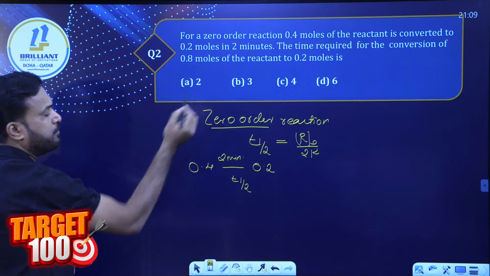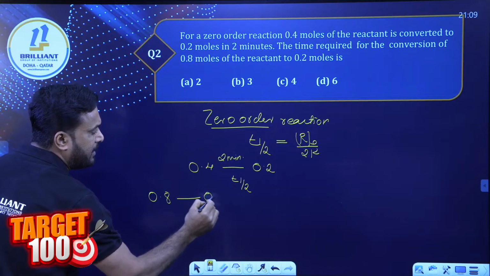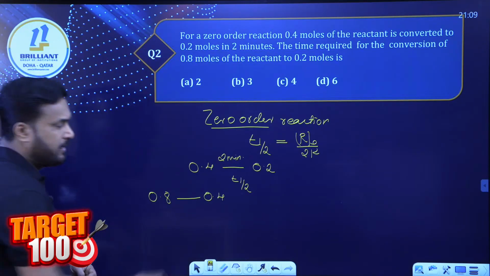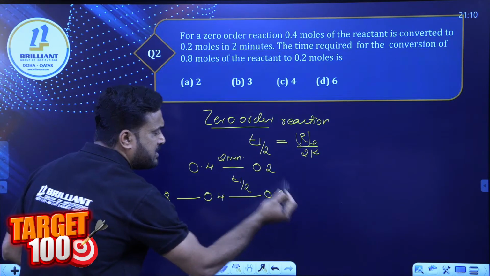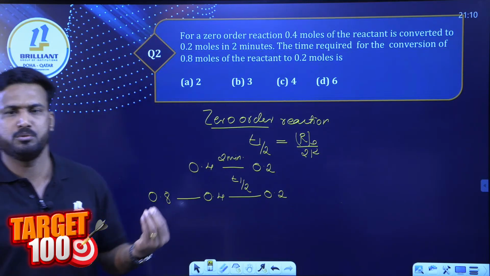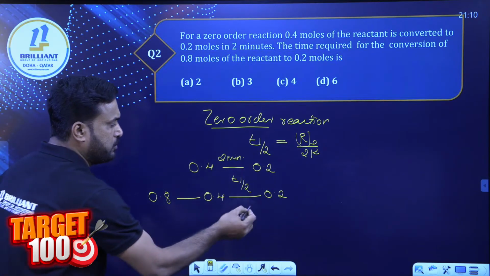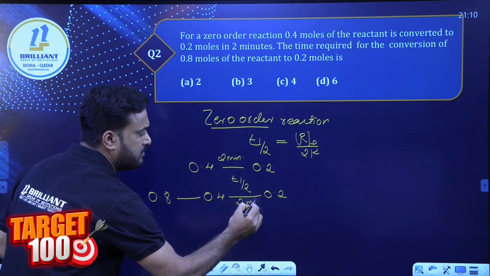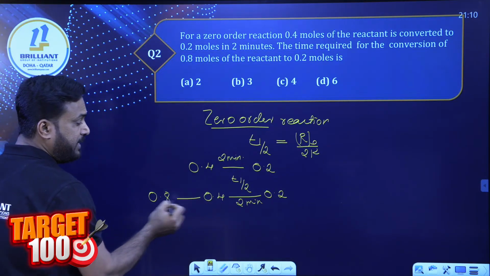So 0.8 to 0.2 means first we can take the half of that, 0.4. Then after that, already given over here, 0.4 to 0.2, that's the half. No need to use any equation or anything. So 0.4 to 0.2 is already given, that is 2 minutes, isn't it? Then what will it be for 0.8 to 0.4?